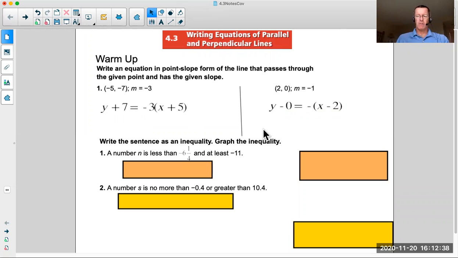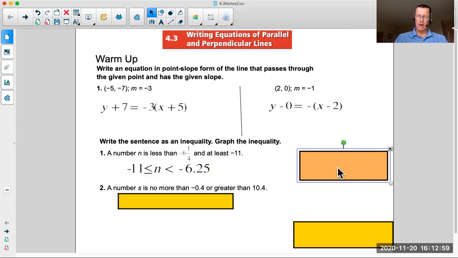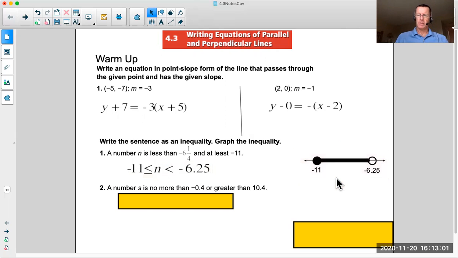Okay, and then for the bottom two, write a sentence as an inequality, graph the inequality. So this would be simple graphing on a number line. Give them a shot. Okay, so hopefully you had n sandwiched between negative 11, including negative 11, and less than negative 6.25. And if you went to graph that, hopefully you had something that looked like that.